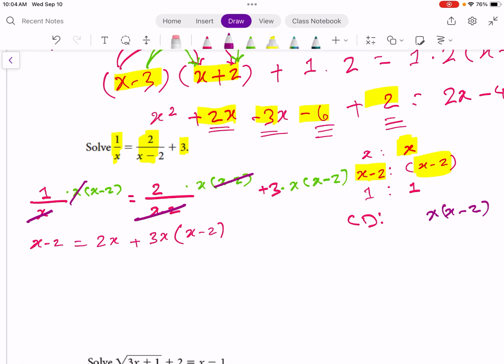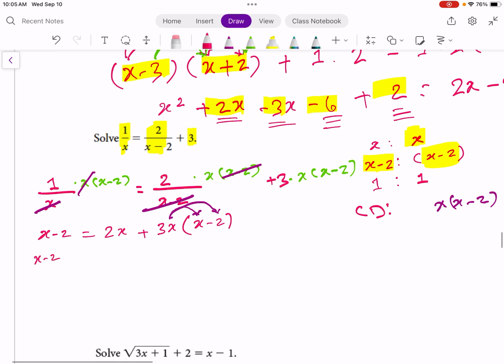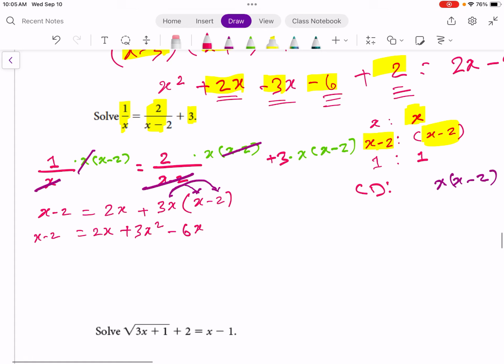Okay, so we have parentheses on the right side, so let's distribute this 3x to each of these two terms. On the left we have x minus 2 as it is, we have 2x, positive 3x times x, that is positive 3x squared, positive 3x times minus 2, that is minus 6x. Now what type of equation do we have? Quadratic.